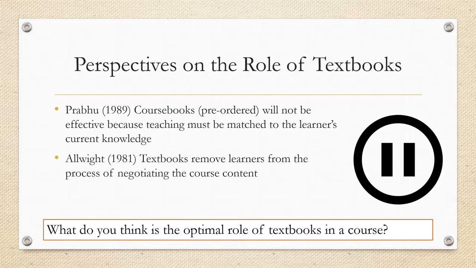Now, what we're going to think about as we move forward is first how to choose textbooks, but also then how to adapt them once we've chosen them. What we'll be focusing on is thinking about ways of adapting textbooks in ways that may help address some of these concerns from Prabhu and Allwright, that course books or textbooks remove the learners and that it won't match students' current knowledge particularly well. So we're going to try to find ways to adapt whatever it is that we do choose.